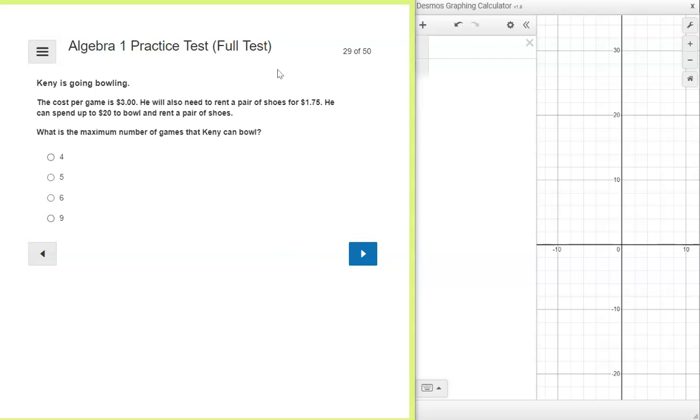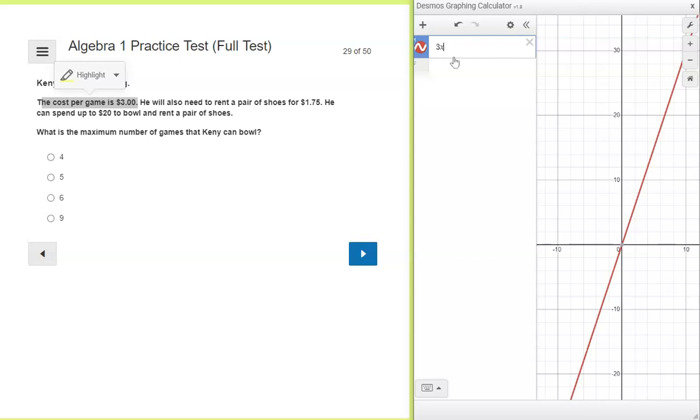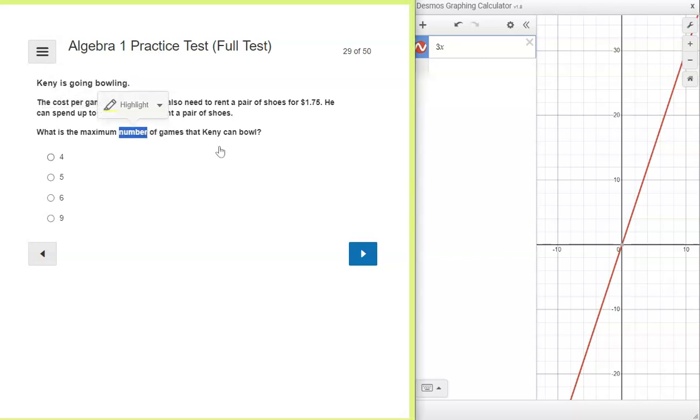So question 29. Kenny is going bowling. The cost per game is $3. Usually when it says cost per game, or cost per, this is the indication that it's the slope, okay? So in Desmos I would say $3 times X, because it's per game. We're trying to figure out what is the maximum number of games, okay?